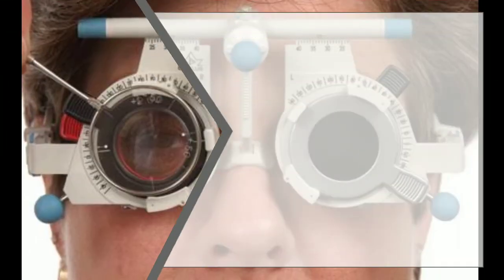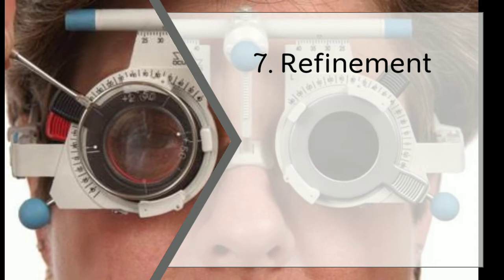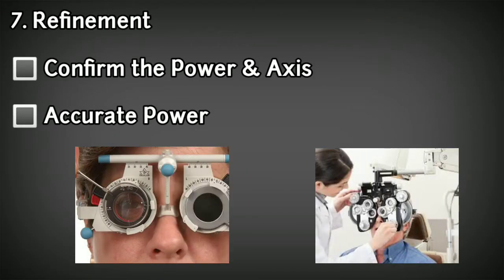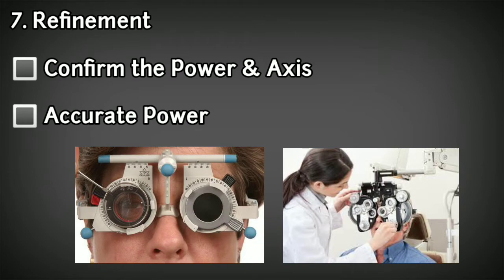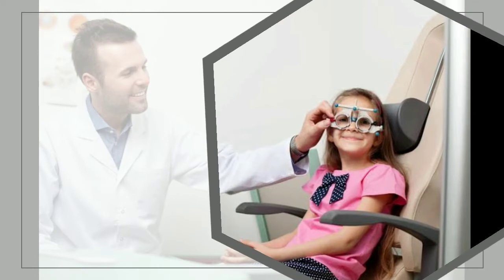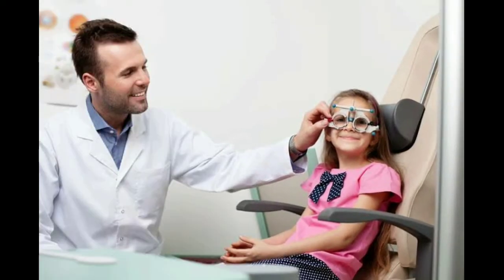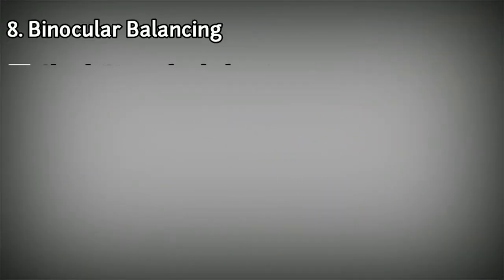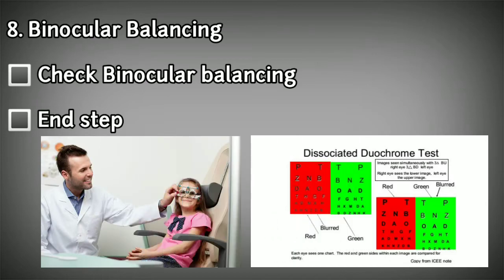Then the next step is refinement. In this section we should confirm the power and axis of the patient. We can use instruments like JCC to confirm the axis. The eighth step is binocular balancing. In this step we should check the patient's binocular vision.